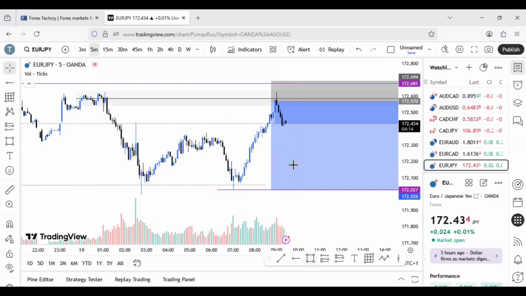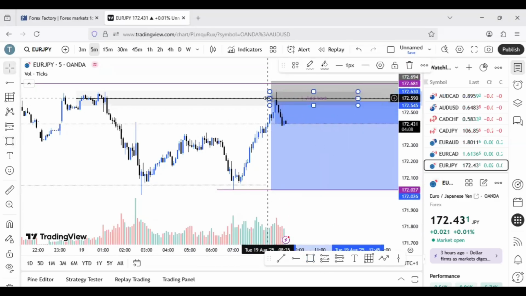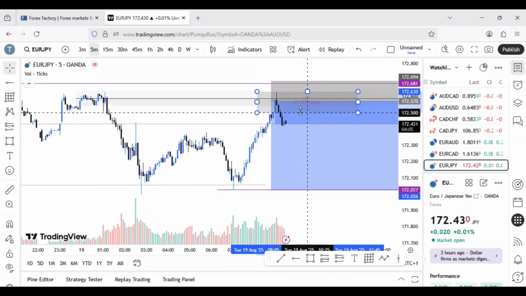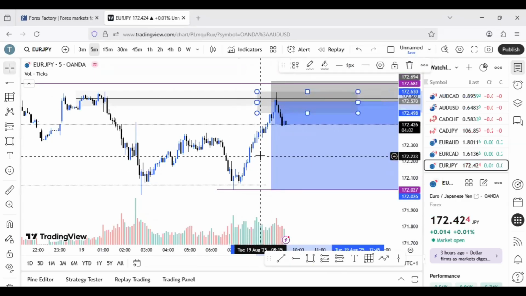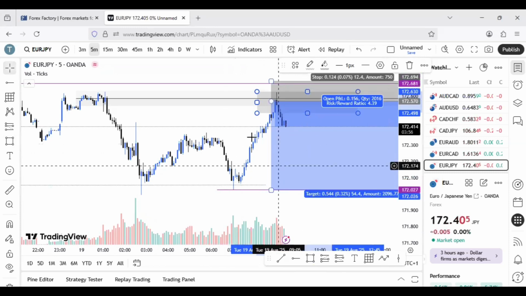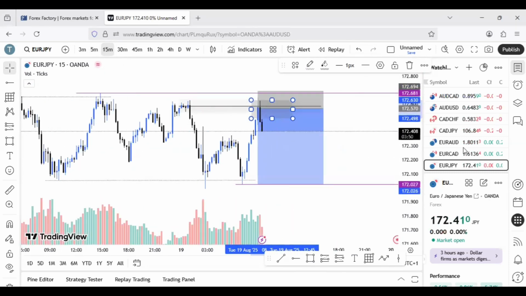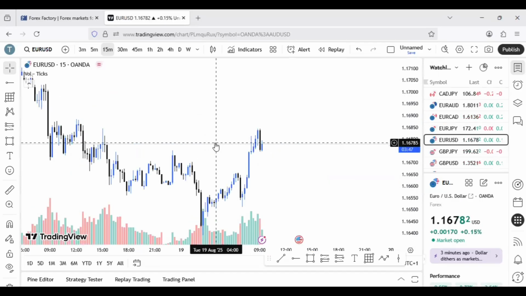So by adventure, if it decides to come back towards this area, you can join it on the 5 minutes. Anything within this area, you can join it. That's the last bearish area. So that is that form. It should most likely come down here. It's very straightforward. Then Euro USD, let's see.